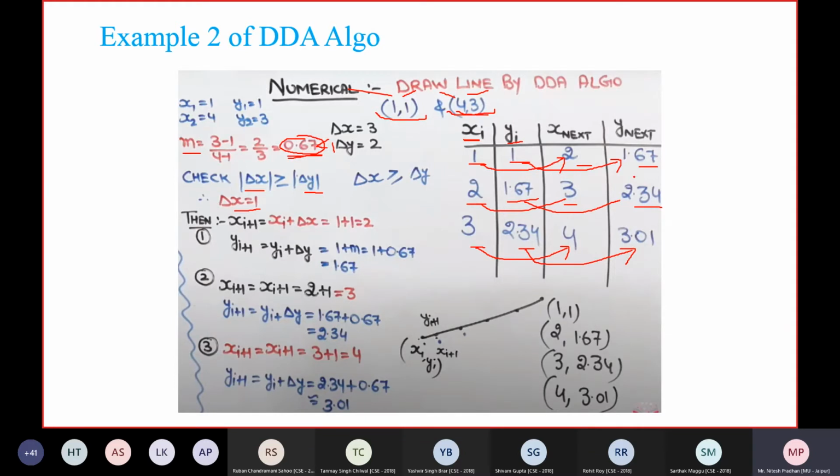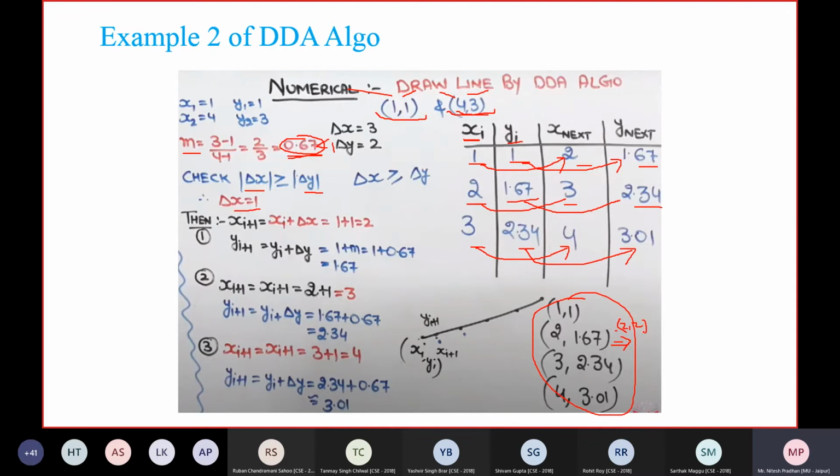Now guys, so in this particular example the points are something like this. Now guys, the thing is what, instead of floating point, DDA gives only whole number as a result. Okay, so instead of writing 1.67, you have to write it as 2, 2. That is the next point.